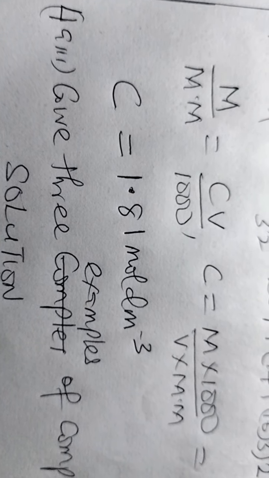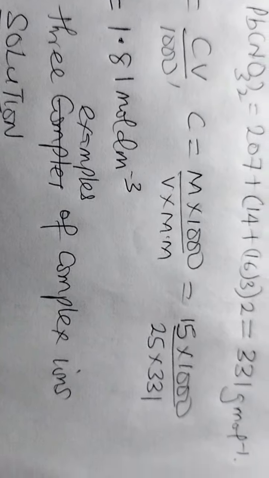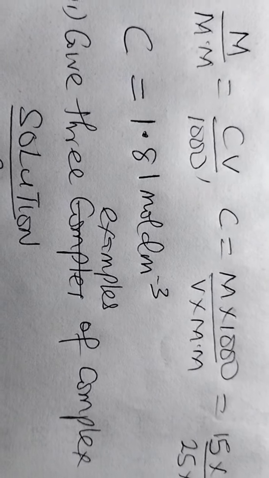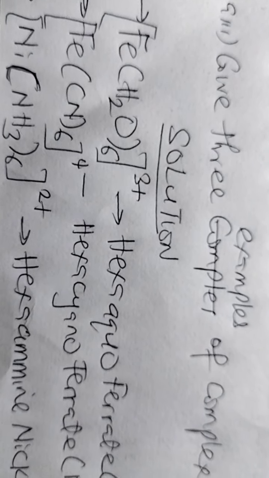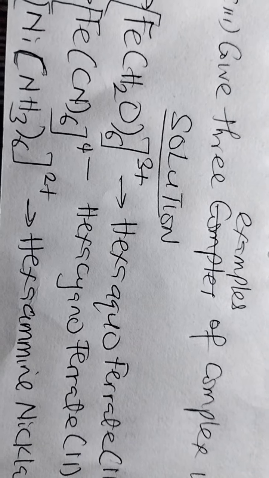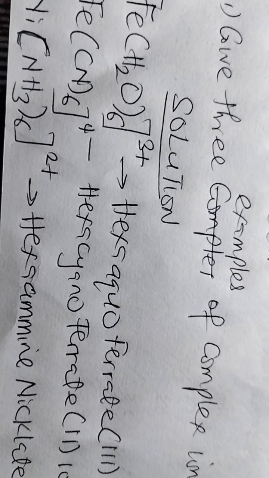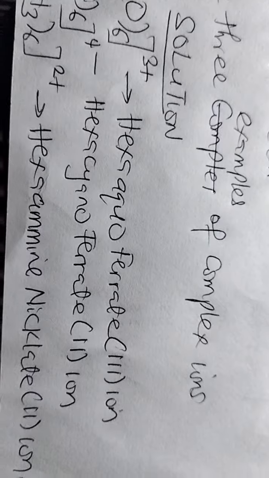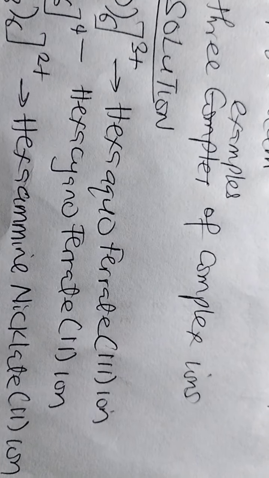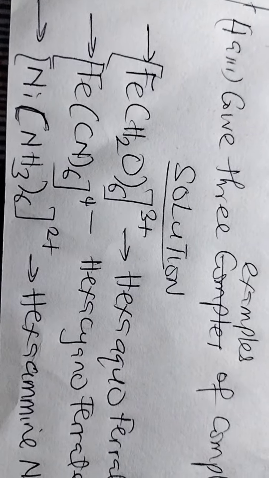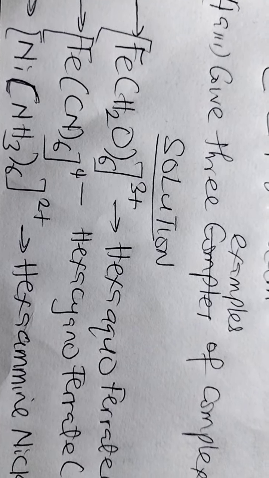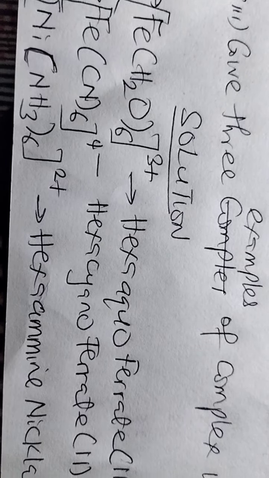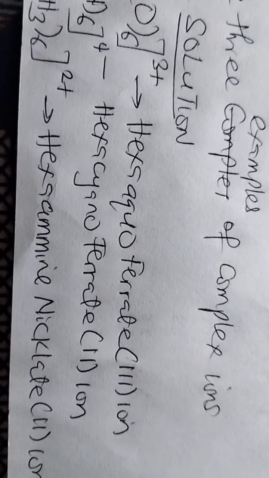4AIII says, give 3 examples of complex ions. We'll go to the solution. The examples are here. You can have the hydrated ion, whose name is hexaaquairon(III) ion. Then the other one, Fe(CN)6 with 4 minus charge raised up. That one is called hexacyanoferrate(II) ion.